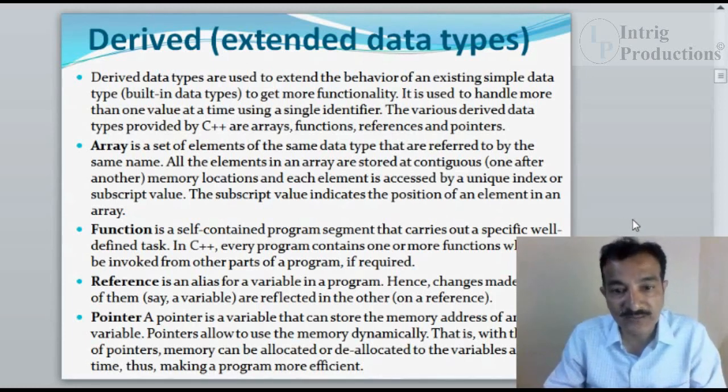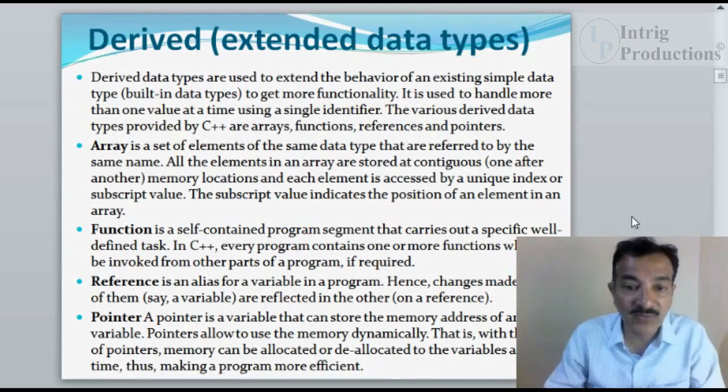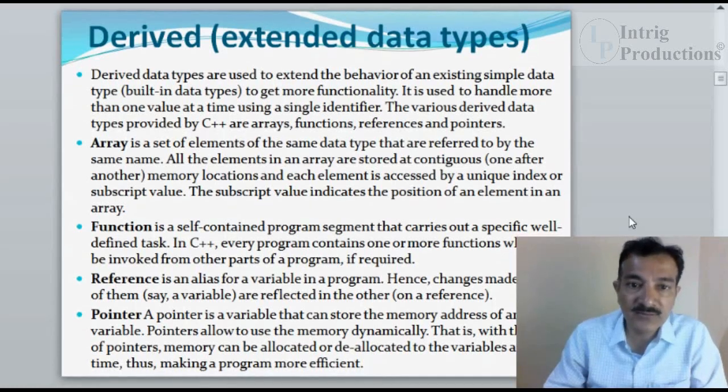And the next one is a pointer. A pointer is a variable that can store the memory address of another variable. Pointers allow us to use memory dynamically. We will get into these details more in the coming slides. I hope you have understood these derived data types.